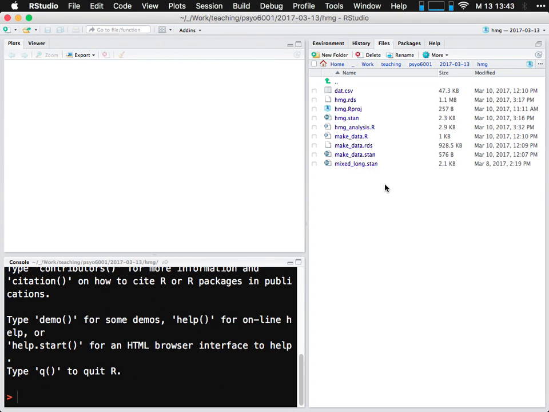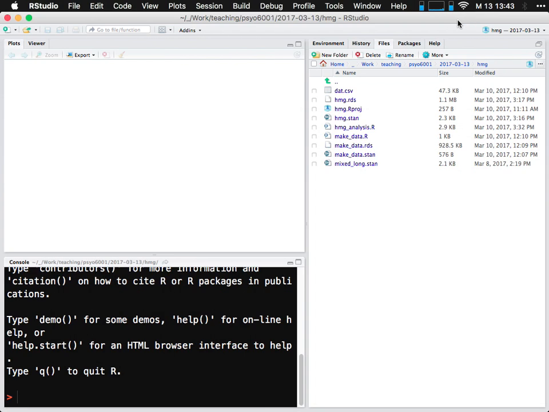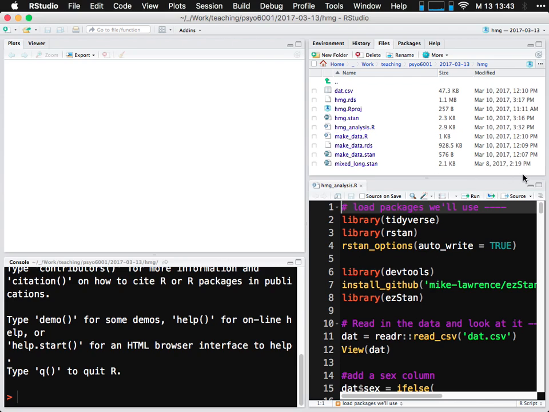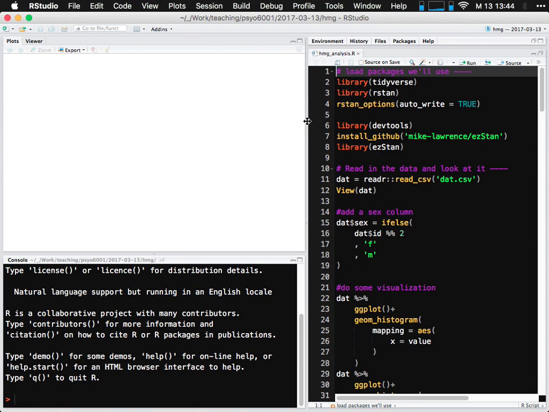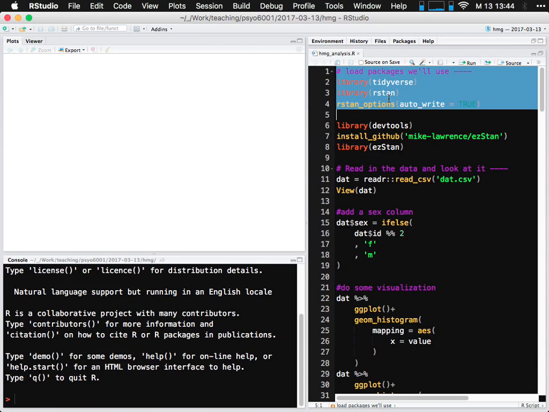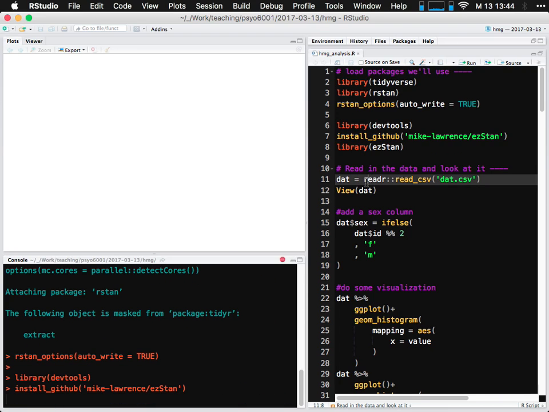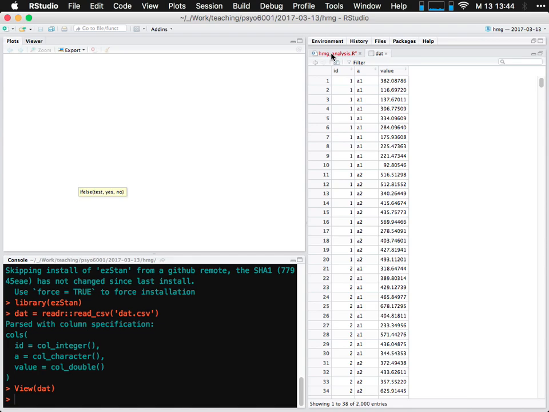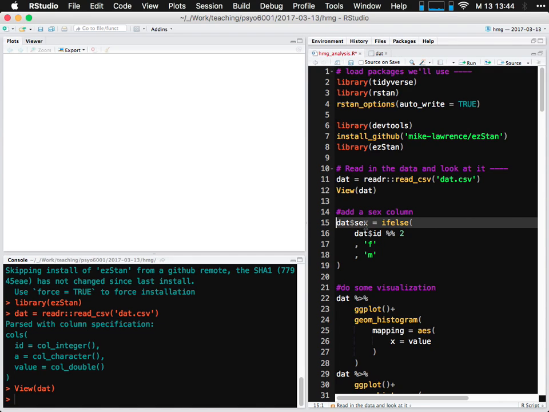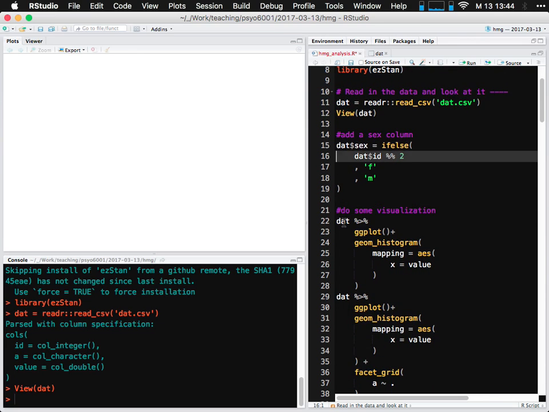All right, so I've got that mixed long. Actually, I'm also going to grab the mixed long. Oh, no, it's not in there. Thought it might have already been compiled. So I'm going to load up, I'm going to make that a little bit smaller, load up standard packages, including the new one, EasyStan. Read in this data. Guess I'm not going to bother adding the sex column. Well, fine, I will.